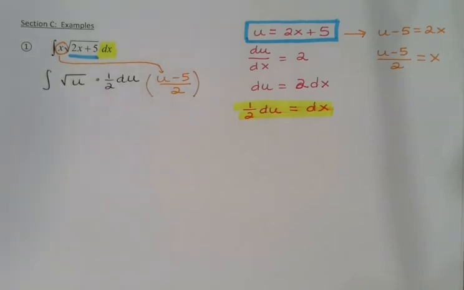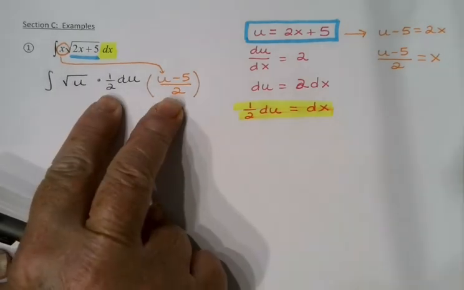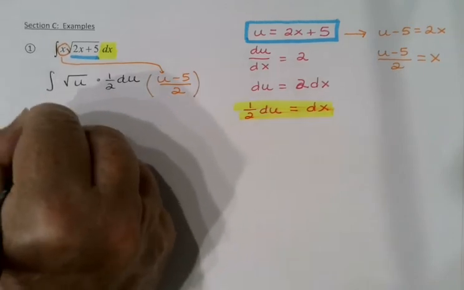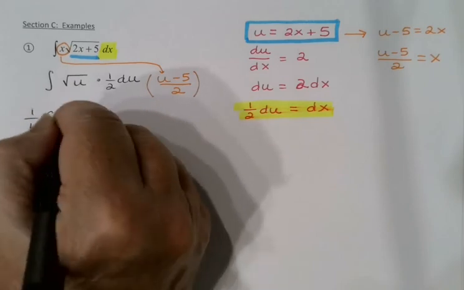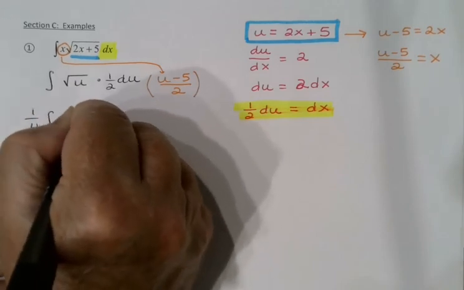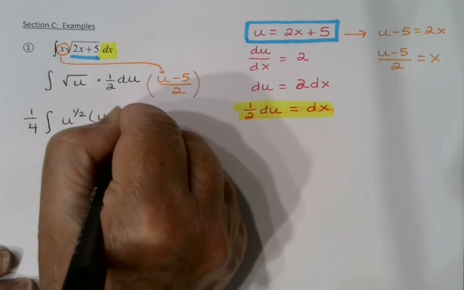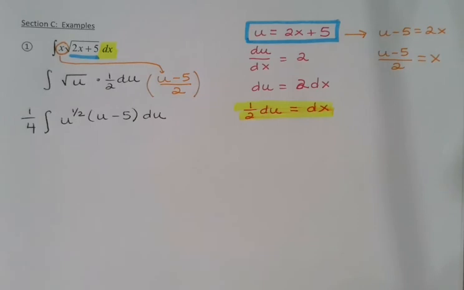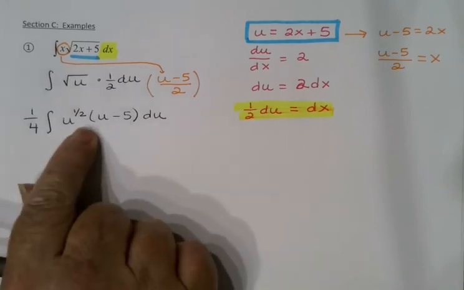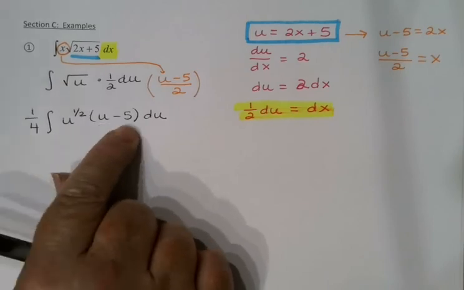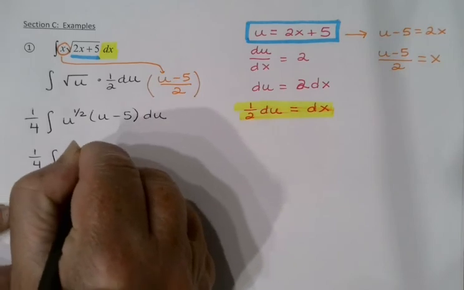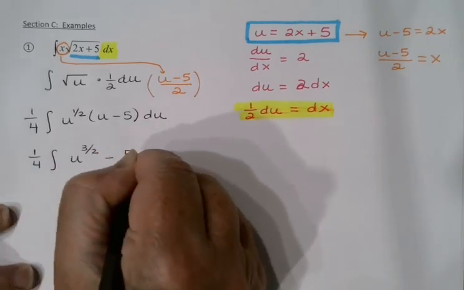All right, made it a little more complicated, but I think we can still handle this. Looks like I'm going to have a 4 in the denominator, so let me start by factoring that out. I'll put a 1/4 out in front. That's really u to the 1/2. I've got that multiplier of u minus 5, and then I've got my du. So it looks a little bit neater when I collect everything there. This is a product, but it's a product I can do. I can multiply that out. So it would become u to the 3/2 minus 5u to the 1/2.